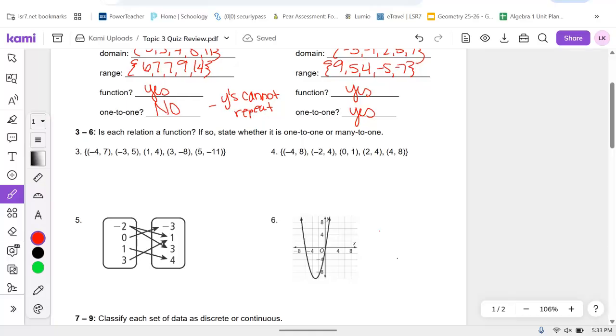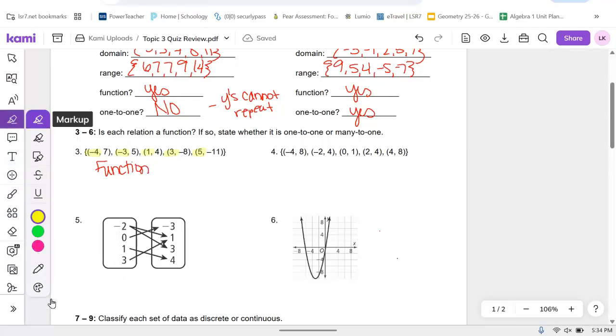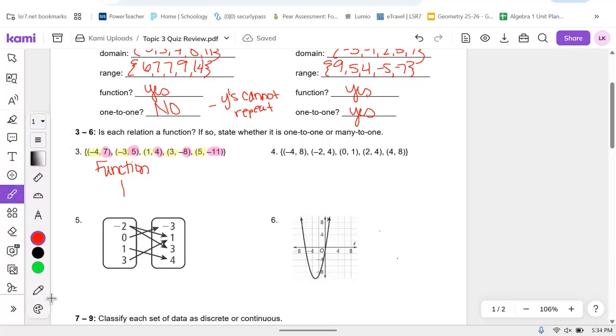Now, is each relation a function? If so, state whether it's one-to-one or many-to-one. So the first thing I'm going to do is I'm going to look at my x's to determine if it's a function. So -4, -3, 1, 3, 5. There's no repeating numbers, so it is a function. And then I'm going to look at my y. 7, 5, 4, -8, -11. Again, no repeating numbers, so it is one-to-one.